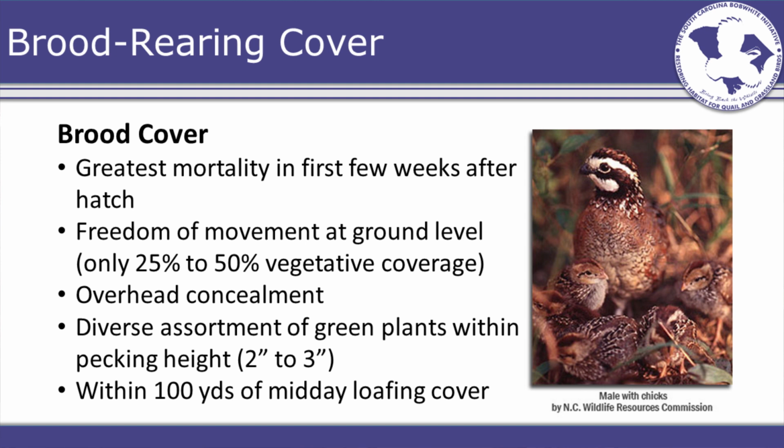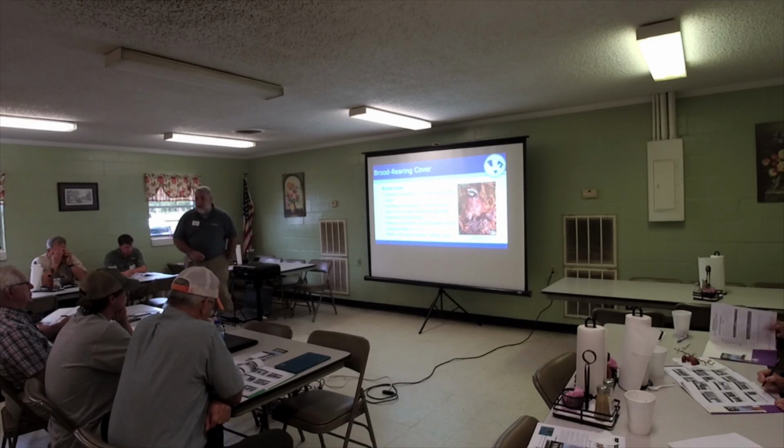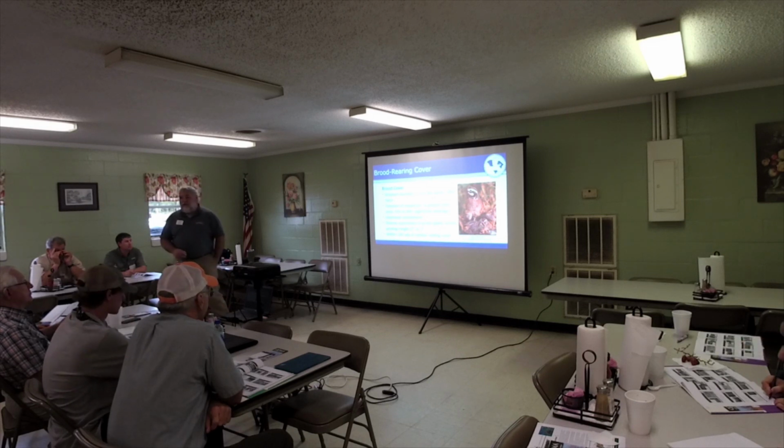So we need a diverse assortment of green plants within pecking height, 2 to 3 inches. That doesn't mean that you can only use plants that only grow 2 to 3 inches tall, but you have to have some of that green vegetation that reaches within that distance from the ground. We're talking about plants that are going to draw in a lot of insects, pollinators, or insects that eat the plants. And it's important that they be within 100 yards of midday loafing cover. So we need that cover nearby.